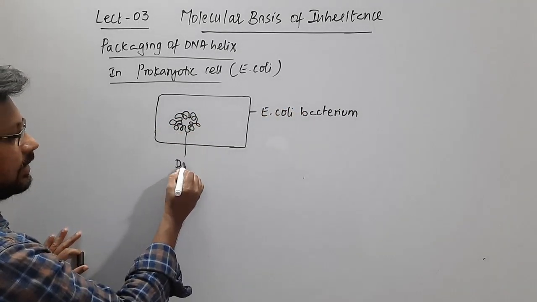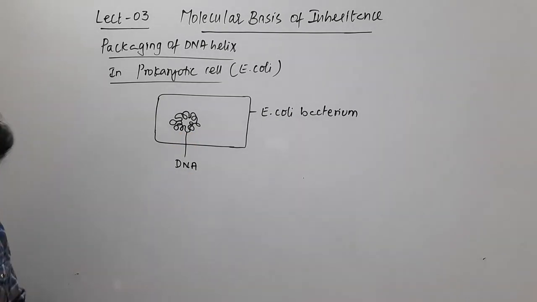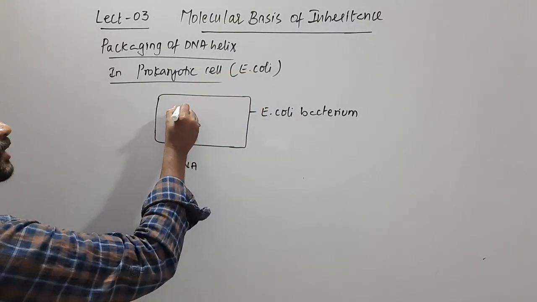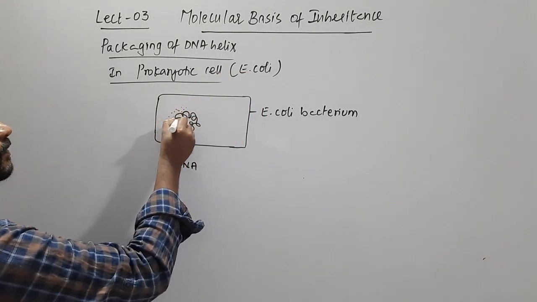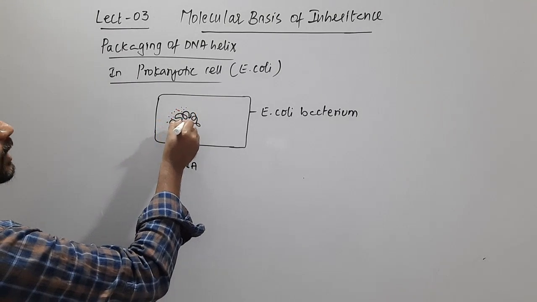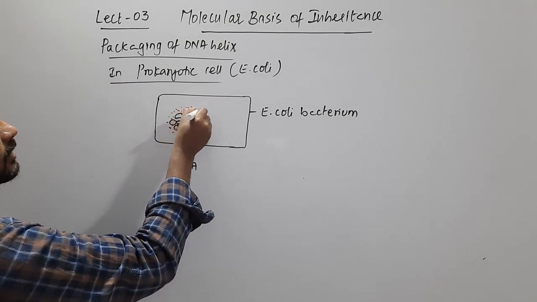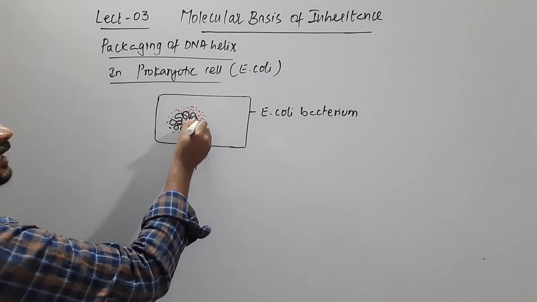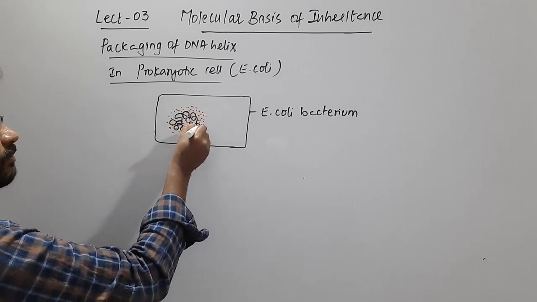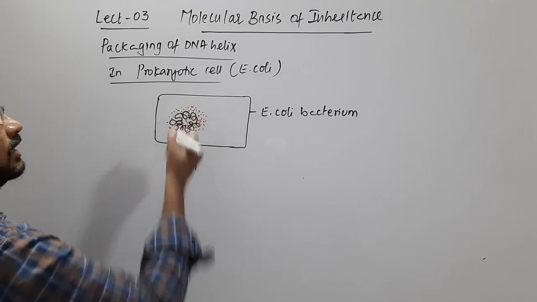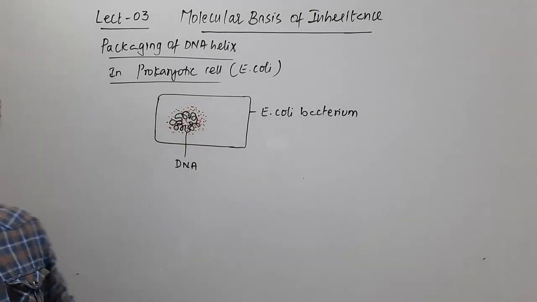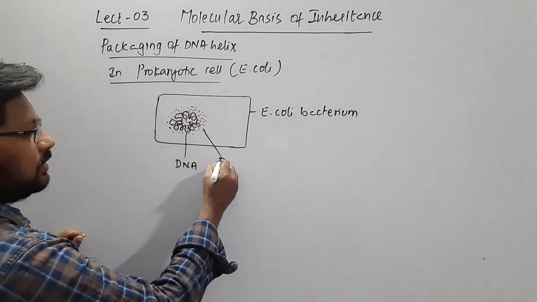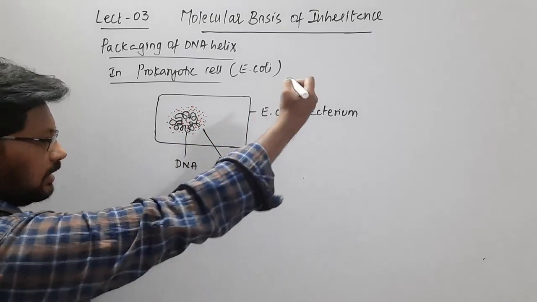So this is DNA, and this DNA is surrounded by a large number of proteins, and these proteins are not histones. Earlier I mentioned DNA plus histone proteins that make up the chromatin, but here we don't see it that way. Here these are just proteins, not of histone, right?